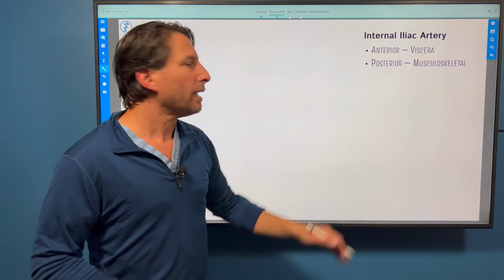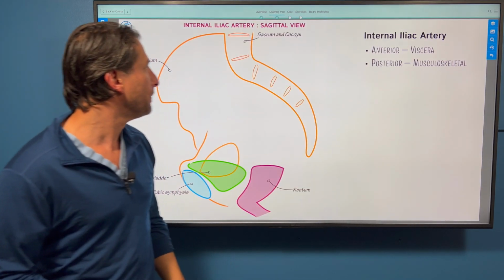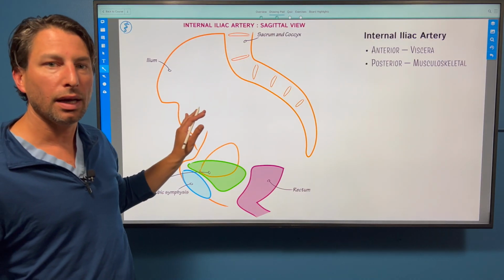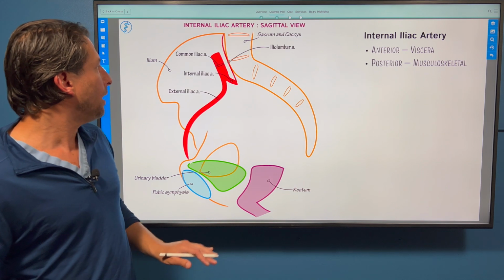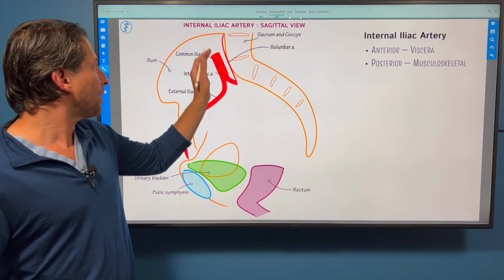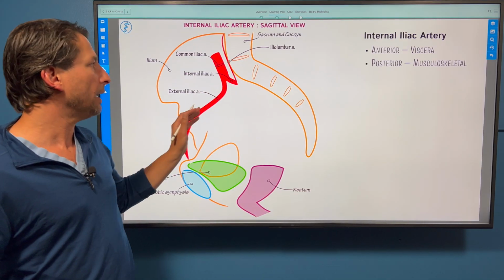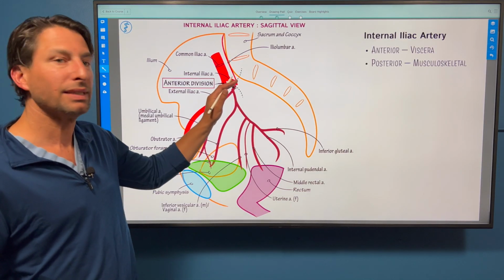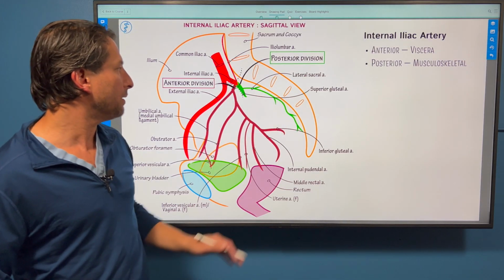Internal iliac artery, just want to point out the difference between anterior and posterior here. So this is the basic musculoskeletal system setup with some key organs. We have learned this already, the common iliac artery branching off into the internal and the external. And then we have this anterior division here, and then we have our posterior division here.